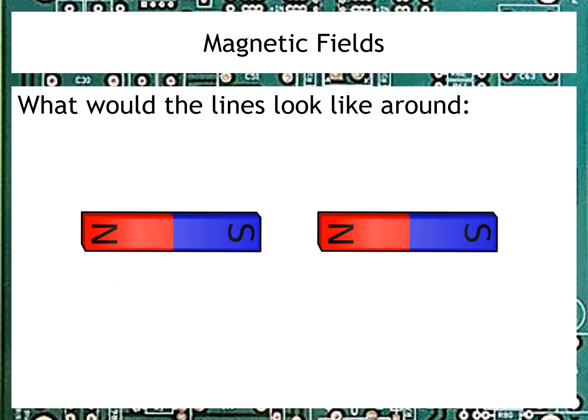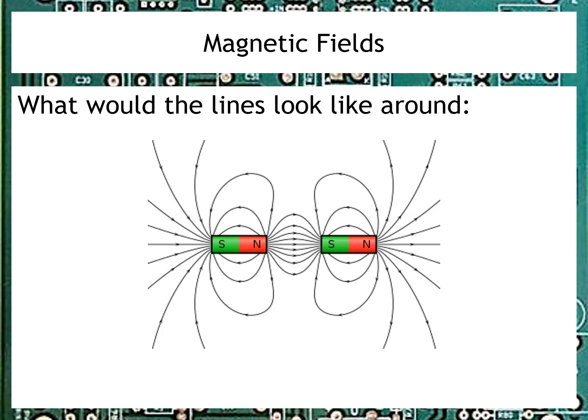So have a think about this second example. Perhaps pause the video and see if you can work out the answer. Remember, the lines always go from north to south and they mustn't cross. And so here's our answer. And this time you can see that there are a lot of lines bunched up between the north and south. And that's where we've got that very strong attraction, where those lines are very close together.